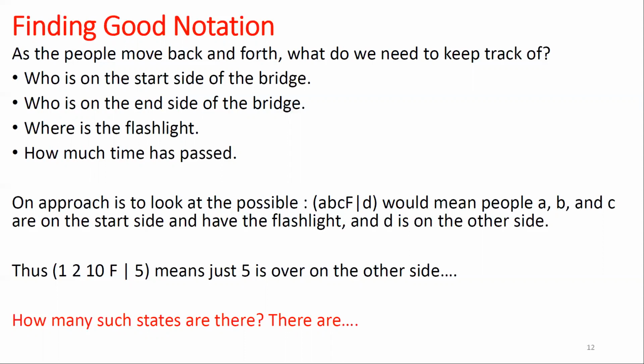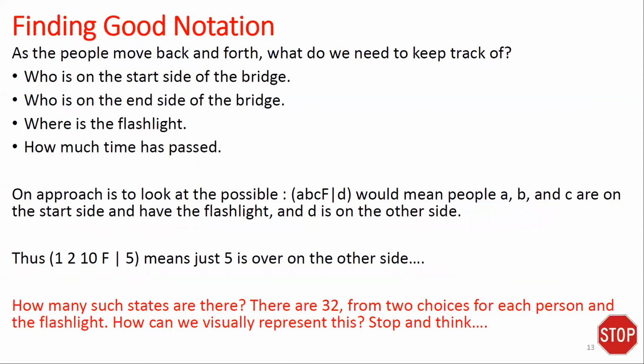Now, some of the possibilities won't happen. We can't have A, B, C, D on one side and the flashlight on the other, right? But we know that there's at most 32 possibilities. We could go through all of these possibilities, and the question is, how would we visually represent this?